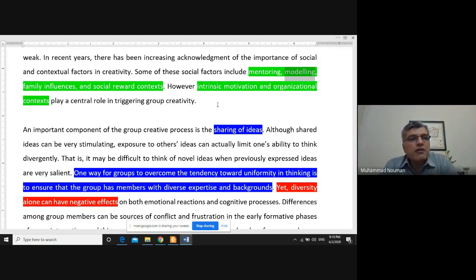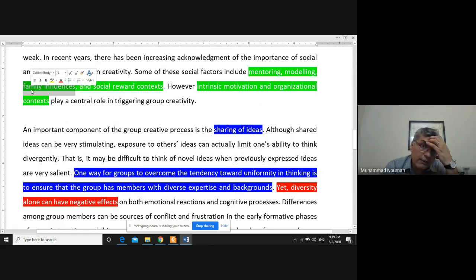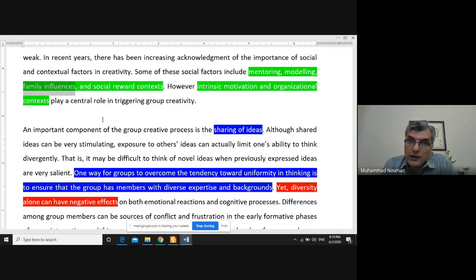So modeling can be a factor. Similarly, we as human beings are part of the society, and family is one of the key binding forces as far as how a society works. So family influences are found to be responsible for how we interact or behave inside groups, for example, professional groups or organizational groups. So this can also influence creativity.